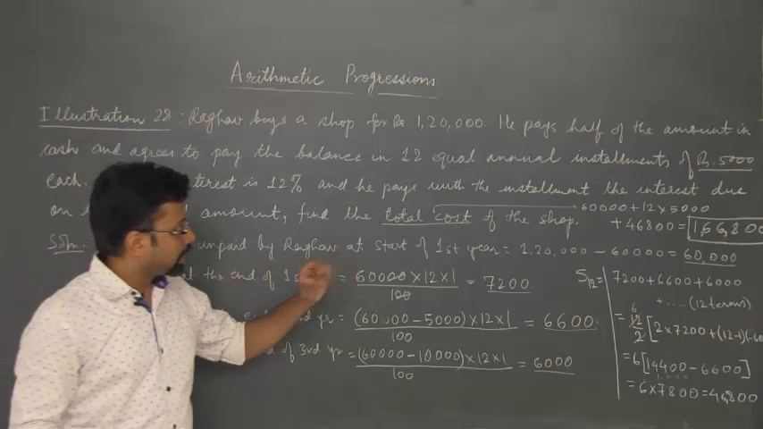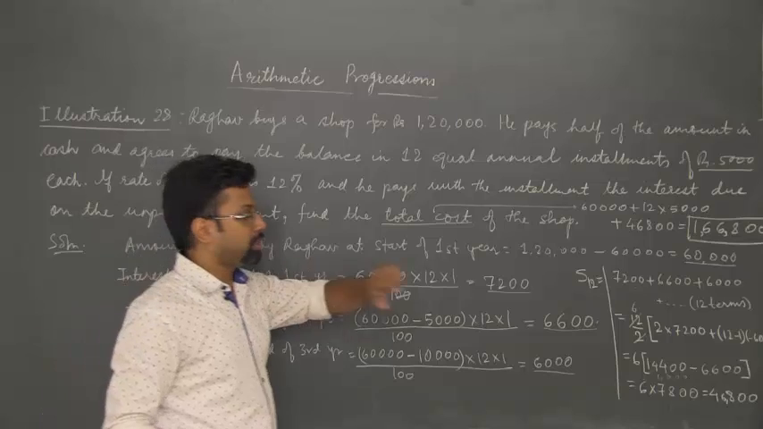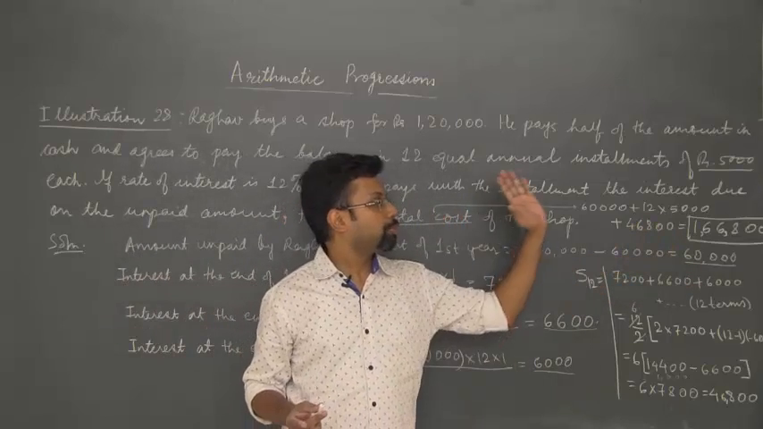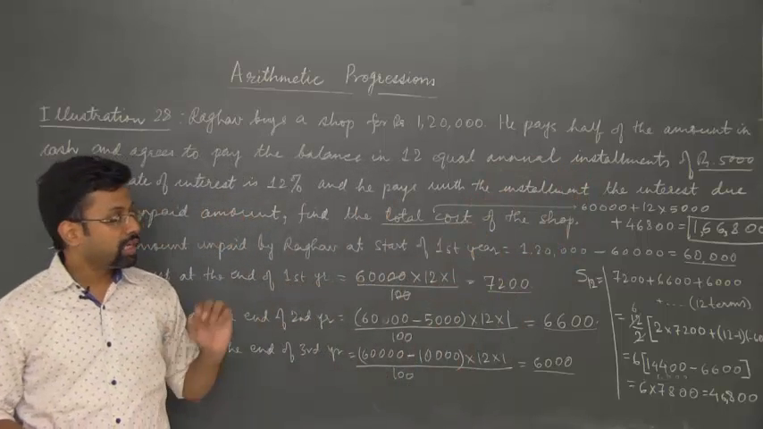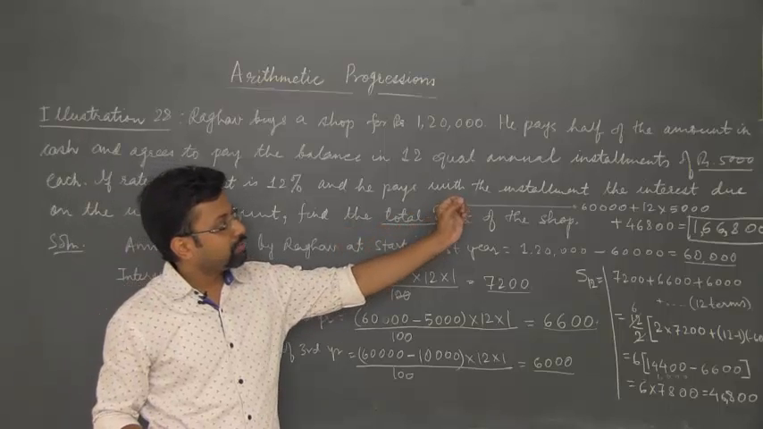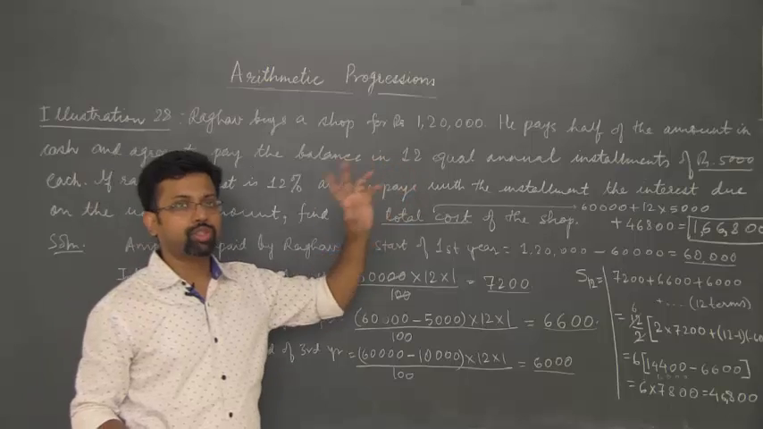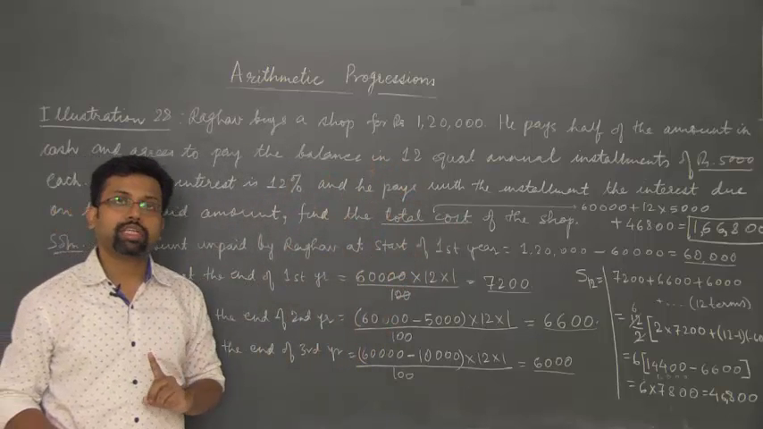So this is how you calculate. Amount unpaid: when he pays up the 60,000 rupees, he has a balance of 60,000 rupees to pay, which he has decided to pay in equal installments of 5,000 rupees each. So for 12 years, he will be paying 5,000 into 12, so 60,000 rupees he will be paying as the installment for the shop.